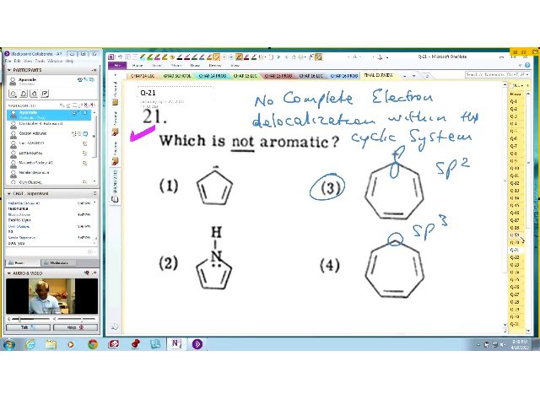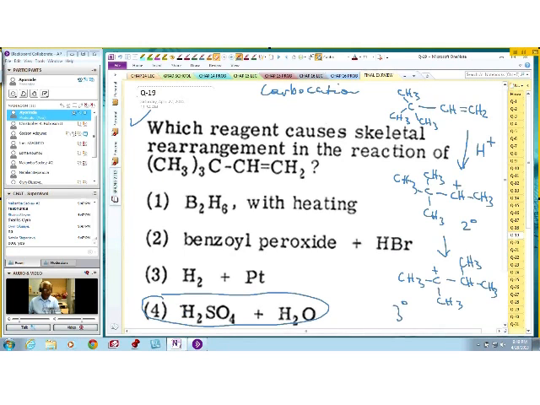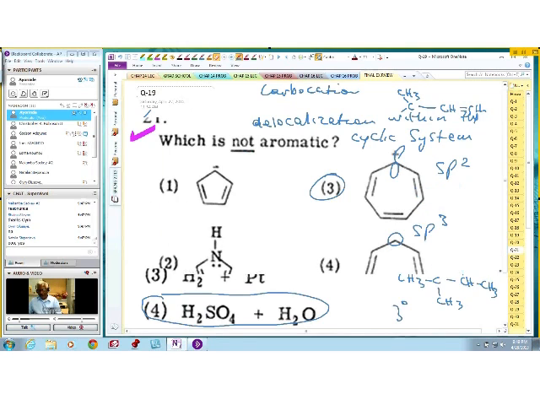Somebody asked me about number 19. The answer for number 19 is 4. That was the answer to that. Okay, so let us move on.